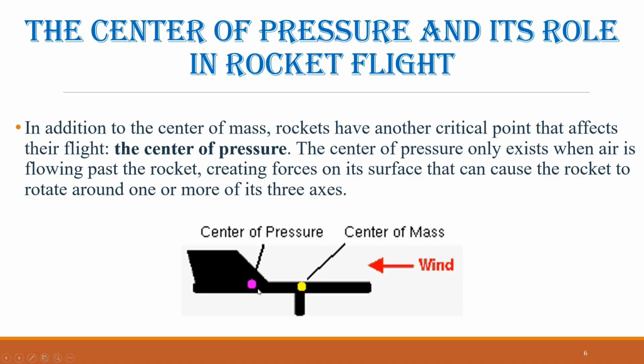When the center of pressure is correctly positioned near the tail, the aerodynamic forces produce restoring torques that naturally bring the rocket back to its intended flight direction. This alignment is essential for maintaining stable flight, ensuring that the rocket follows a smooth, predictable trajectory rather than wobbling or tumbling.